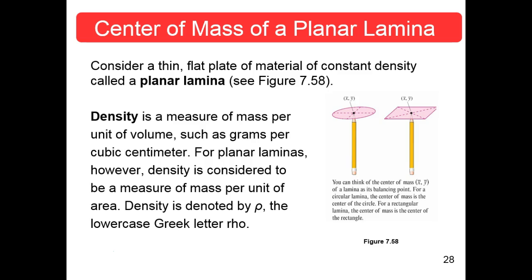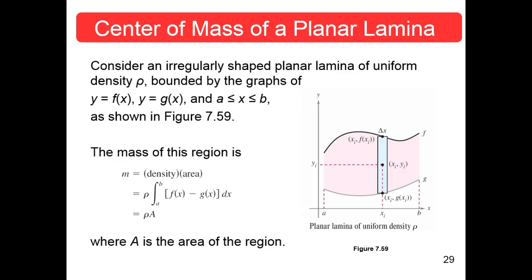And basically, your center of mass would be where you could balance it, if you knew where that center of mass would be. If this is constant density, it's in the geometric center. Okay? So that's what makes planar lamina simple. If they're constant density, then you don't have to worry about anything else.